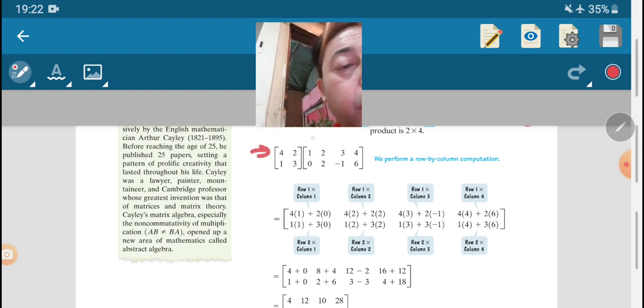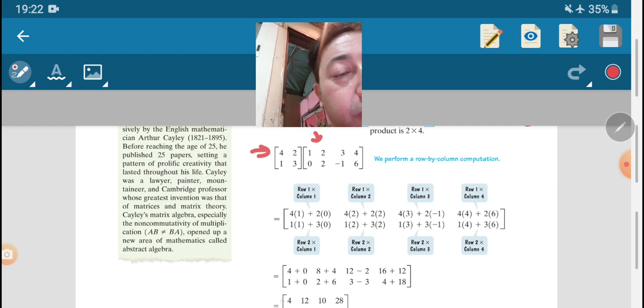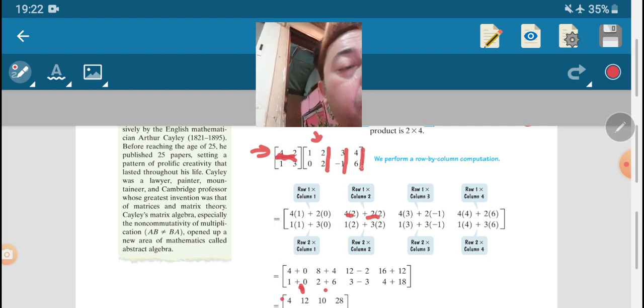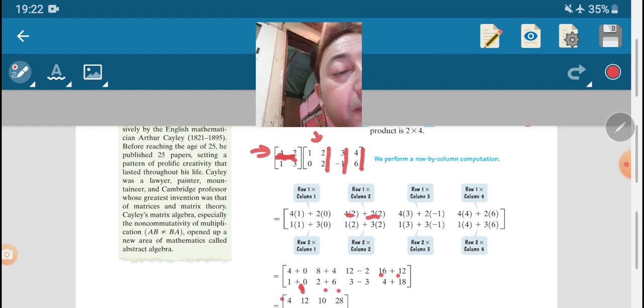First row into first column: 4 by 1 and 2 by 0, which is 4. First row, second column: 4 by 2, 2 by 2, 8 plus 2, 12. First row, third column: 4 by 3, 2 by negative 1, 10. First row, fourth column: 4 by 4, 2 by 6.